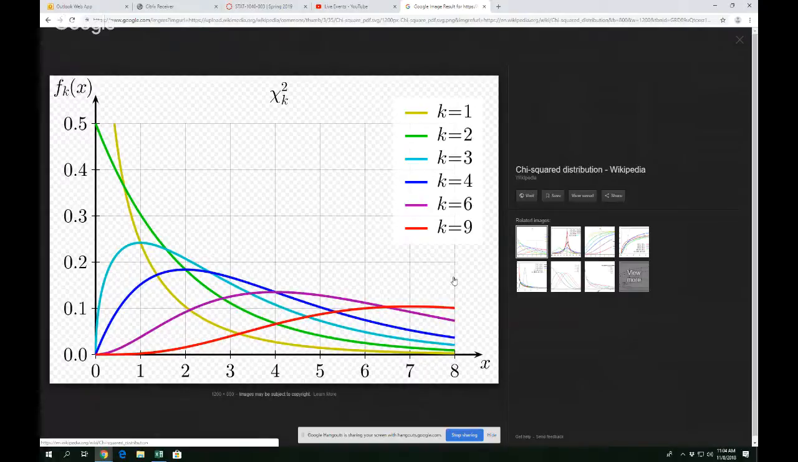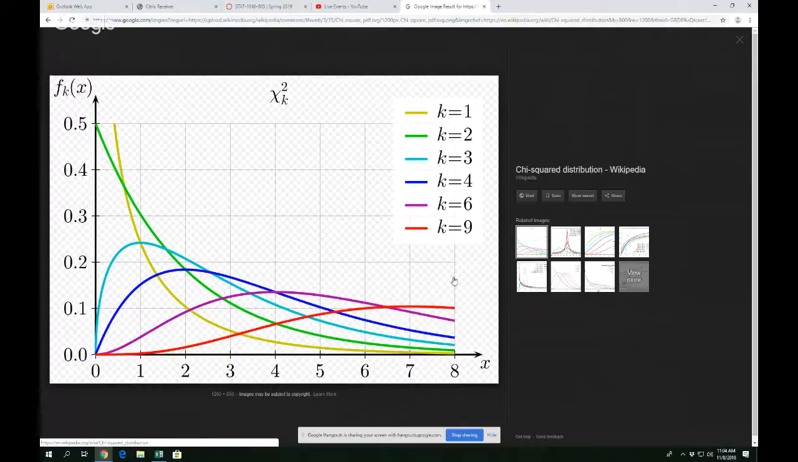2 degrees of freedom is the green line right here, okay? If we go to 3 degrees of freedom, it's this light blue line. So rather than starting at the top, it starts at the bottom. It goes up and then it comes down. 4 degrees of freedom is the blue line. 6 degrees is the pink purple line. And then 9 degrees of freedom is the red line. This changes a lot, right? Not even close to symmetric. Okay? Does that make sense?